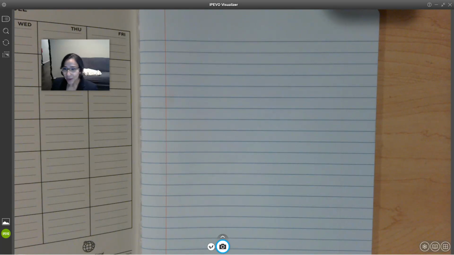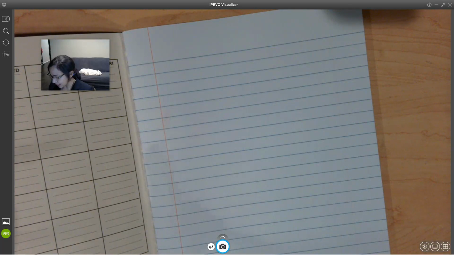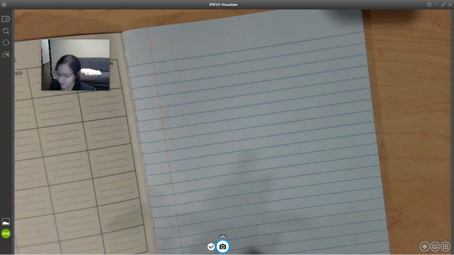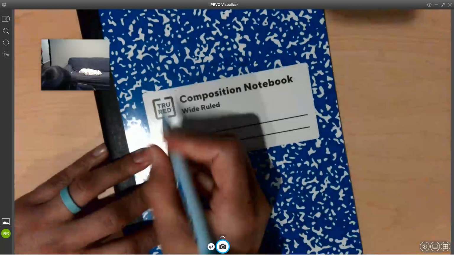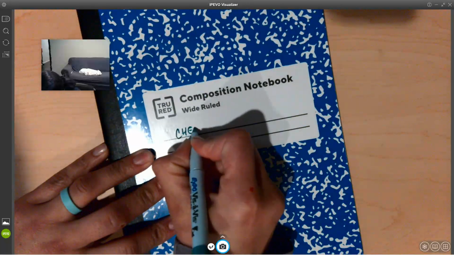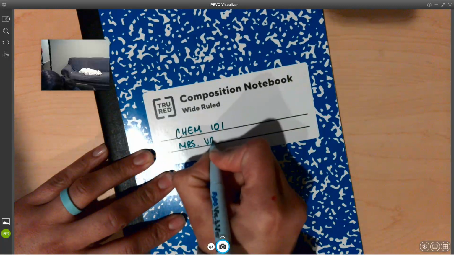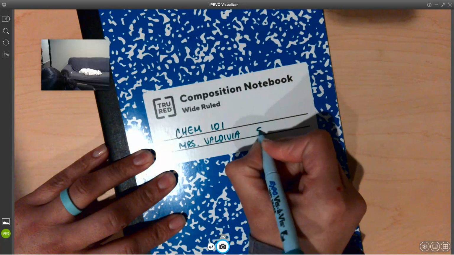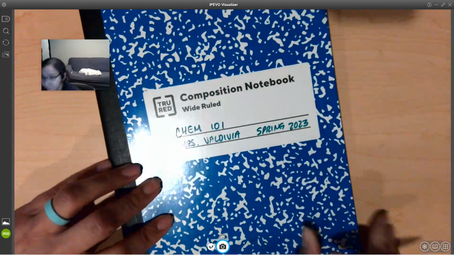Guys, so I just really want to go over how to set up a notebook for the class, when I'm doing PowerPoints, and how to keep all your notes organized, because that's something we kind of forget how to do. So I just have a simple composition notebook, and I'm going to label this Chem 101 with Mrs. Valdivia, and we are in spring 2023. Okay.